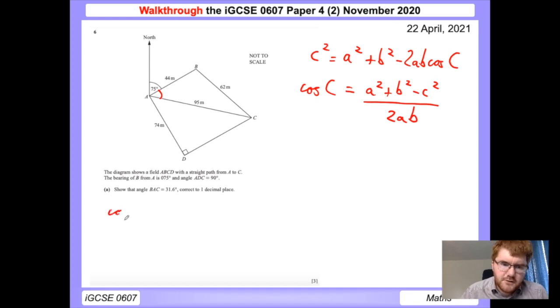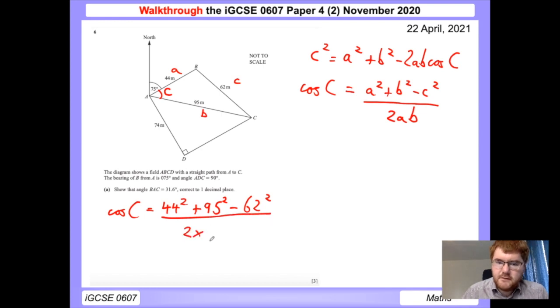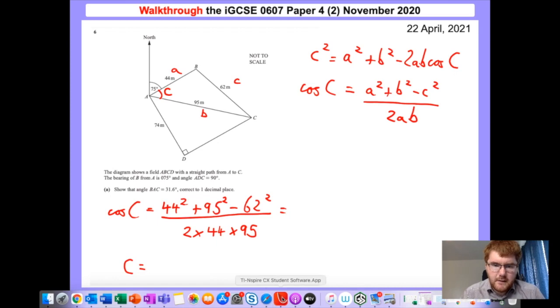So cos C is equal to, so this is our angle C, so this is going to be our small c, and then it doesn't matter which sides are A and B, but these two are really important. Cos C is equal to 44 squared plus 95 squared minus 62 squared, all over 2 times 44 times 95. Again, I would work out cos C individually, and then find the inverse of cos. So let's go back to my calculator and work this out.